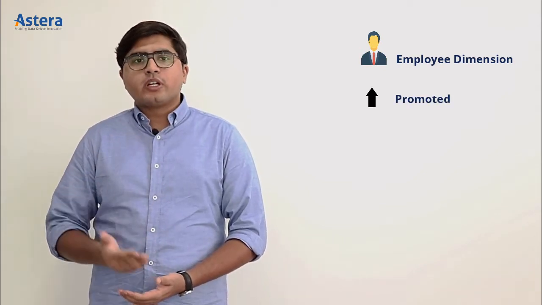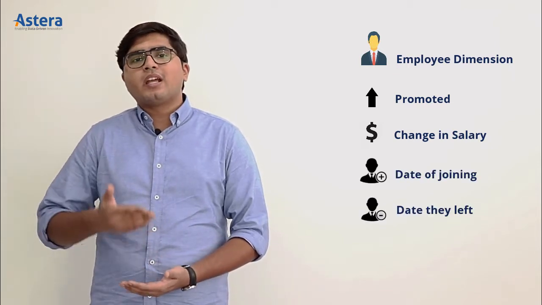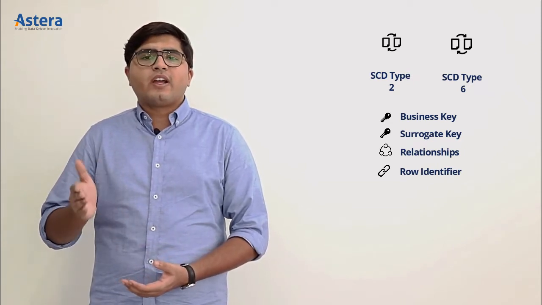Let's take the example of an employee dimension. You want to maintain history of various aspects of employees, like when they are promoted, the change in salaries, the date they were recruited and left the company, etc. For this, you'll need to use either SCD type 2 or type 6. To avoid any errors, you'll have to ensure that business and surrogate keys are assigned, relationships are established, and one row identifier is defined.